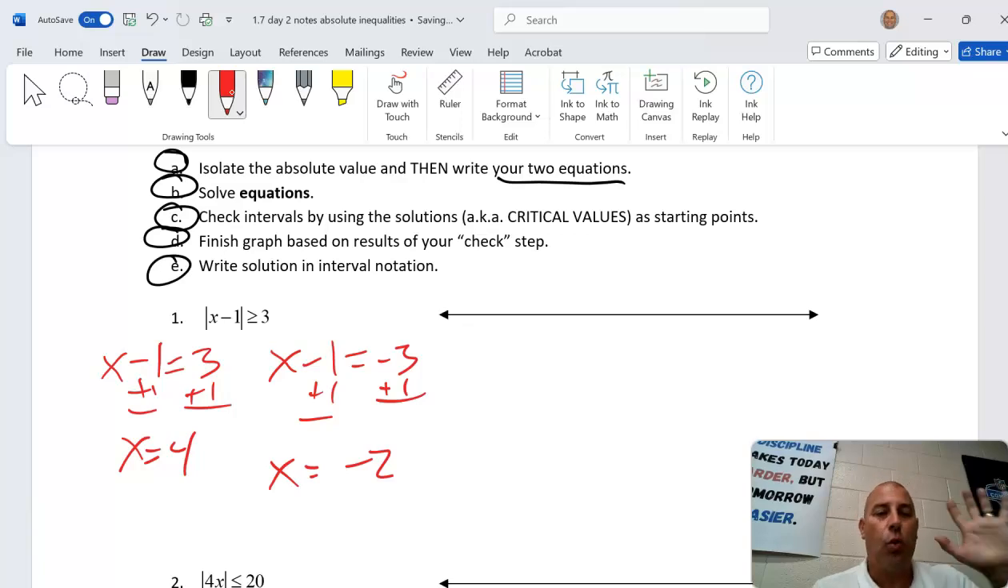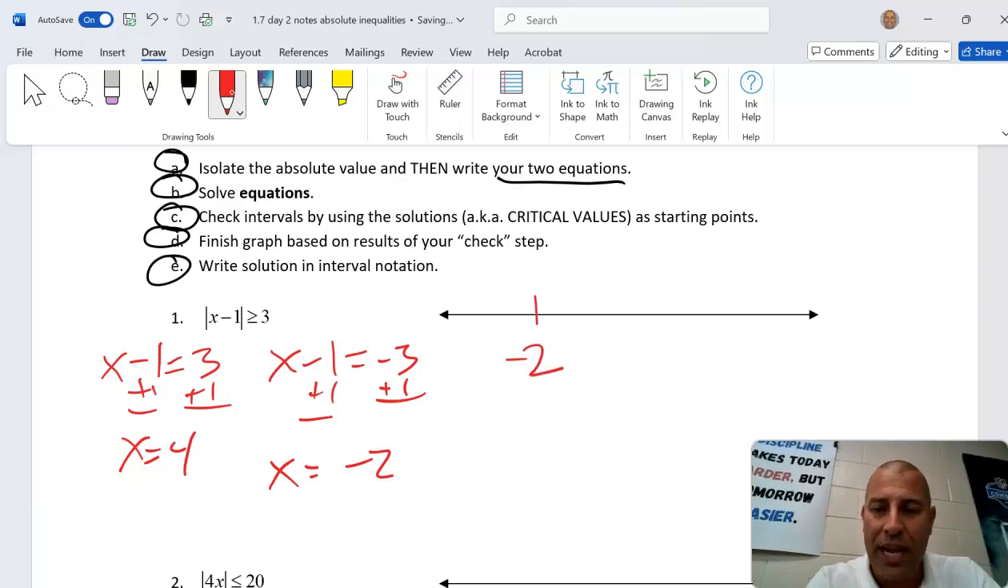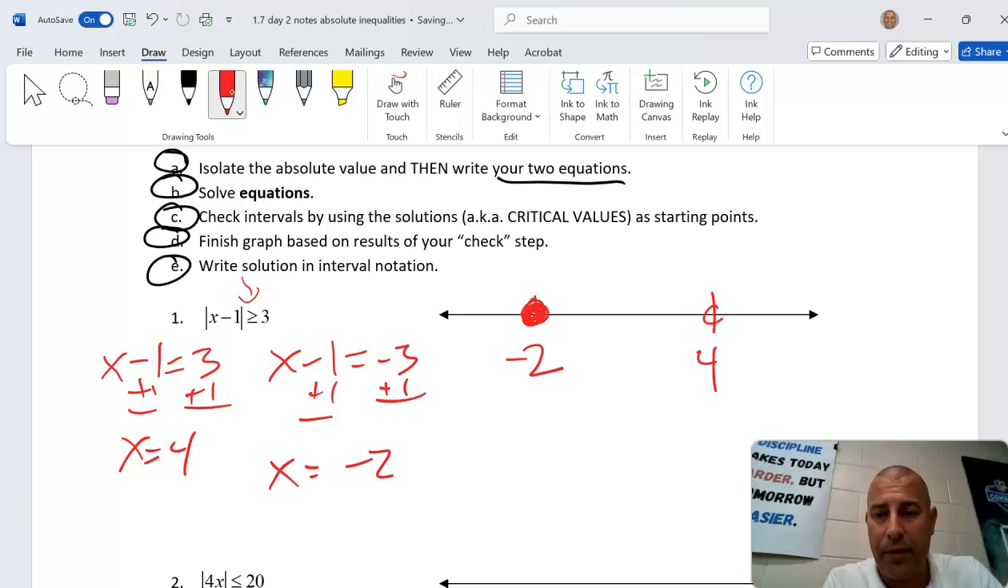All right. So we've taken care of b. We've solved the equations. Now, check your intervals by using the solutions. In other words, the critical values as your starting point. So I've got a negative 2, and I've got myself a 4 that's there. All right. Now, I do see that I've got an or equal to symbol, all right? So that tells me that, okay, yeah, we're going to be shaded there. So that's definitely a piece that's there. But now we've got to check and see who works.